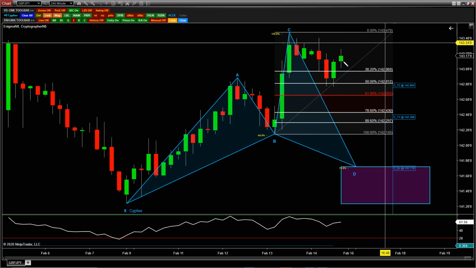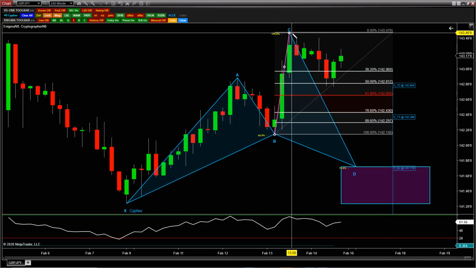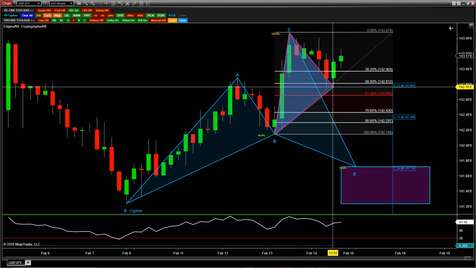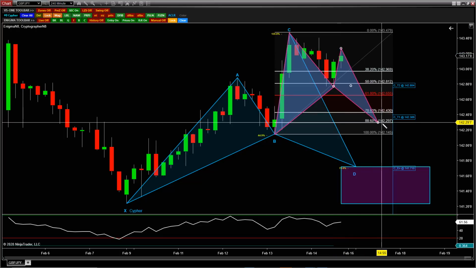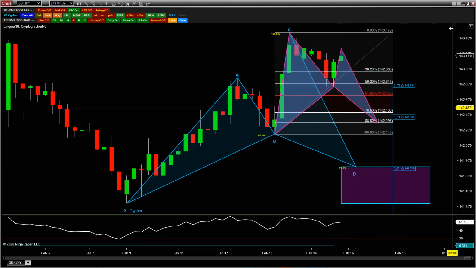So if we do get that continued movement down before we even get to think about our cipher, and this may be clearer on the hourly, but I'm just going to draw it in here to save time, we may have another advanced pattern formation that completes right here at 142.29. That's going to be a potential bat pattern. Now, sometimes there are times in the market where you have to decide between one pattern or the other, and you should have rules for that.